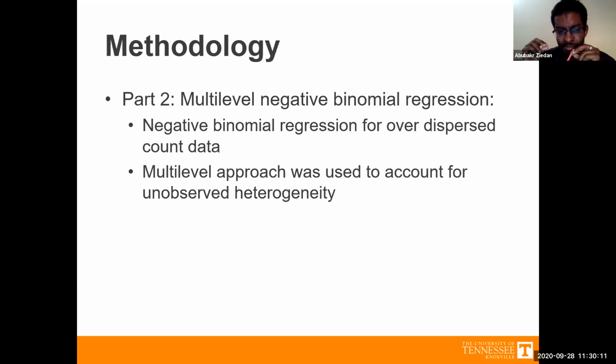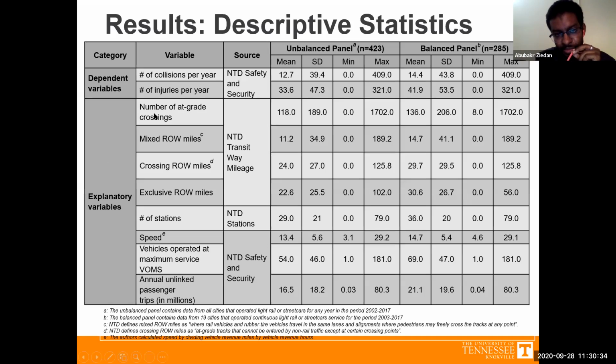Another thing to note here, as I mentioned, is that a lot of new systems were introduced during the period of the analysis. Therefore, we went further and had two panel data sets. The first one is a balanced panel, and the second one is an unbalanced panel. The difference is that in the unbalanced panel, we considered every city that had operated light rail or streetcar during the period of the analysis. The balanced data set had data from 19 cities. These 19 cities had continuously operated light rail or streetcar during the whole period of the analysis. The reason we had this subset of the data is that we wanted to see if there are any different trends between cities that have continuous operation of light rail compared to cities that introduced light rail recently.